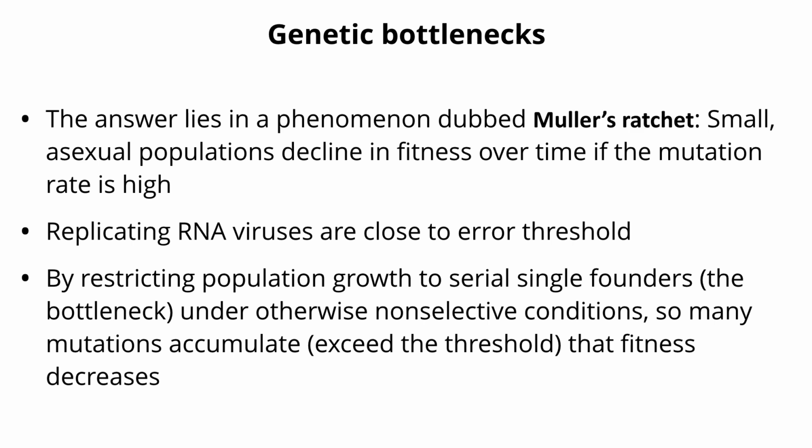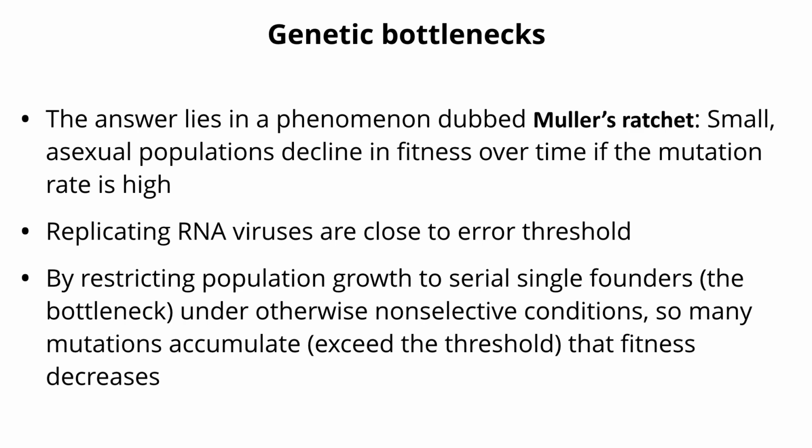Now, this phenomenon of passaging virus with low population diversity and having a defect in virus replication, this is called Muller's ratchet. And it was originally found in other organisms. Small asexual populations decline in fitness over time if the mutation rate is high. And replicating RNA viruses, of course, are close to the error threshold, so they fit this bill. And what we have done is we have restricted the population of this RNA virus to single founders in the plaque. Remember, a plaque is initiated with a single virus. So you're really putting a severe bottleneck on the population by selecting for the offspring of a single virus.